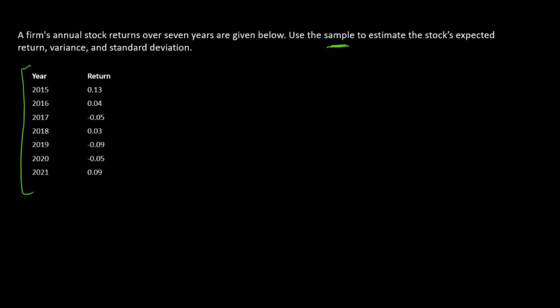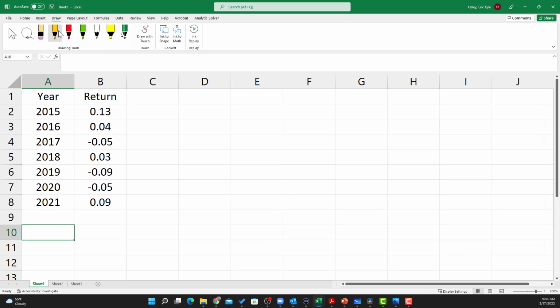One, the expected return or the mean. The expected return is the same thing as the mean. And then we're also going to estimate the variance and standard deviation. Okay, so first things first, in order to estimate the variance and standard deviation, we have to estimate the mean. So let's go ahead and do that first. So let's use an Excel spreadsheet to do this calculation.